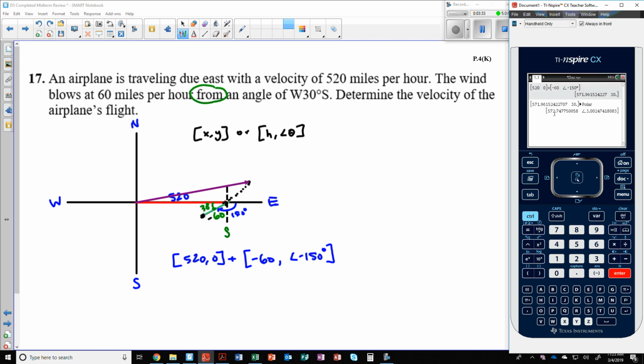This means the plane's actually traveling at a magnitude, or the velocity. That's what I'm supposed to figure out here. The velocity is the same thing as magnitude. The velocity is 572.75 miles per hour. That's my answer here.